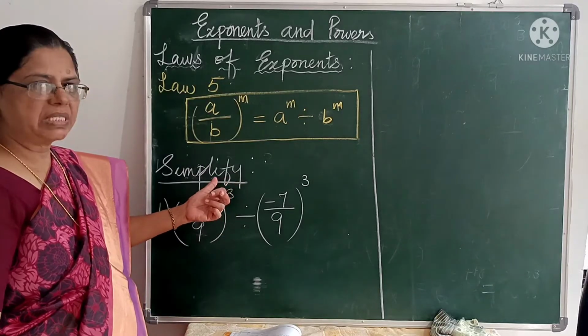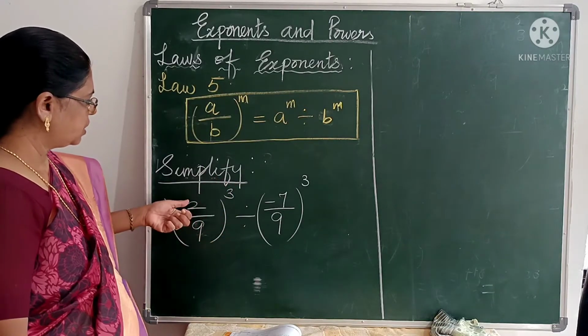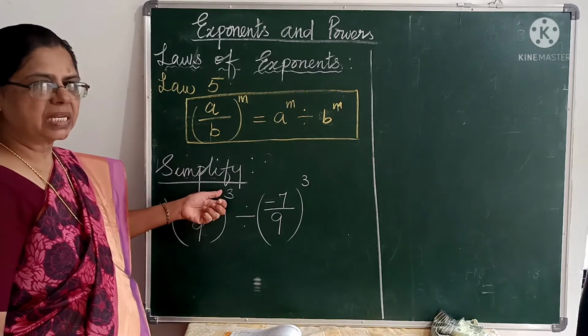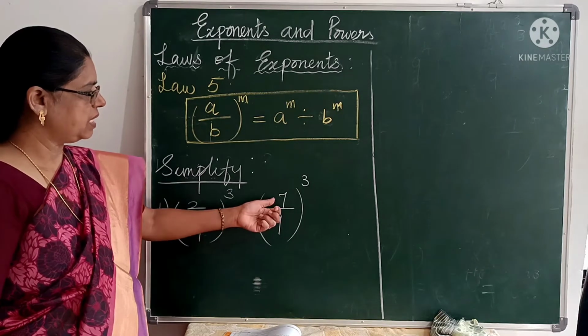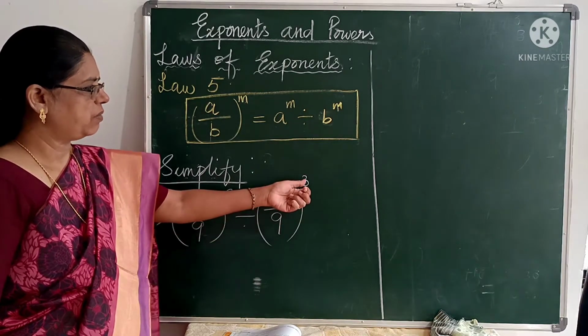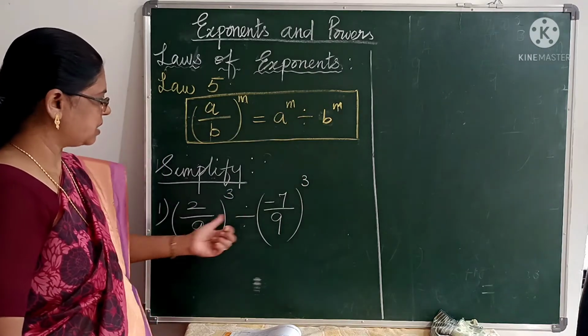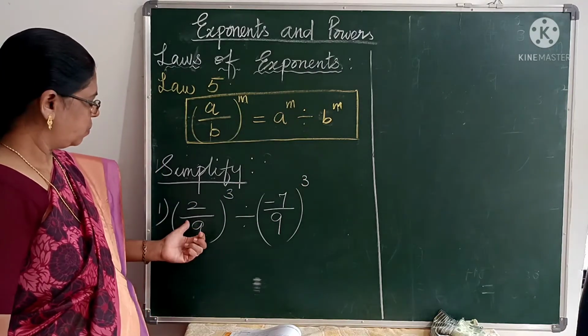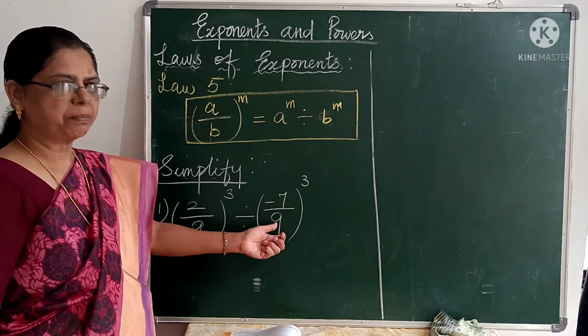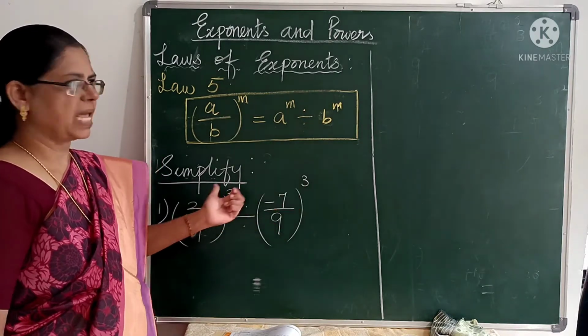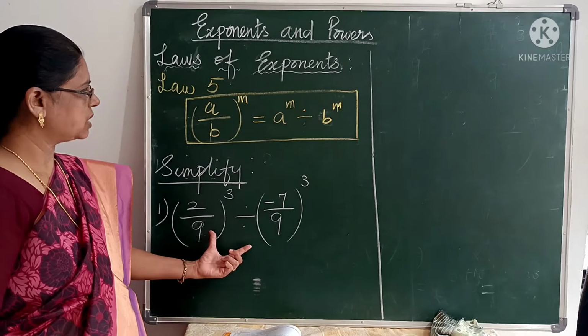Children, now we will simplify a sum. (2/9)^3 divided by (-7/9)^3. Here the base is different. One is A and another one is B. But the power is same. So what will you do with this one?